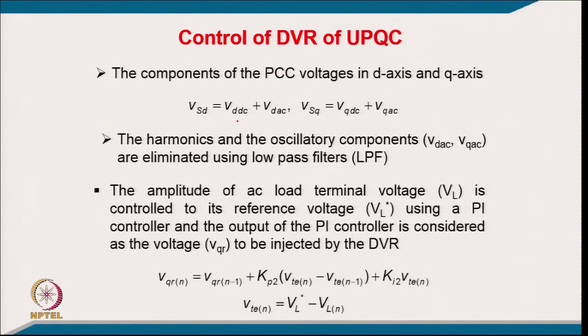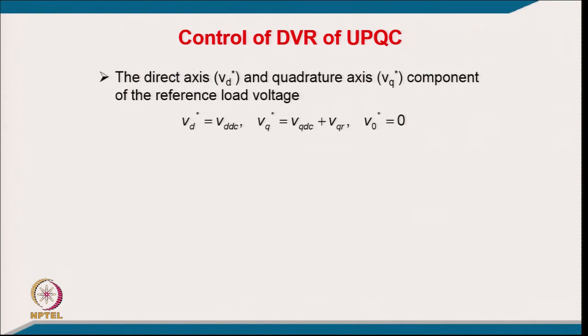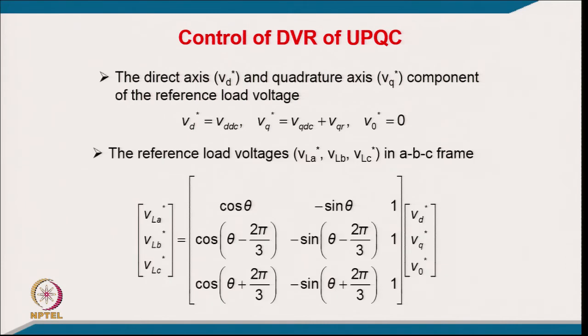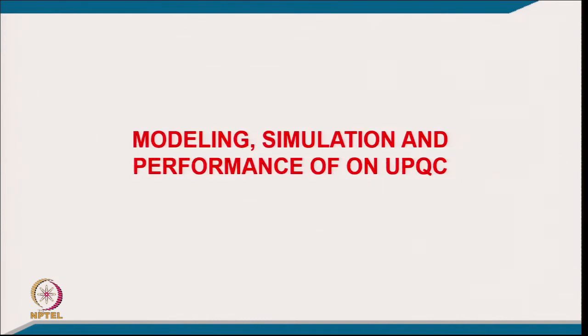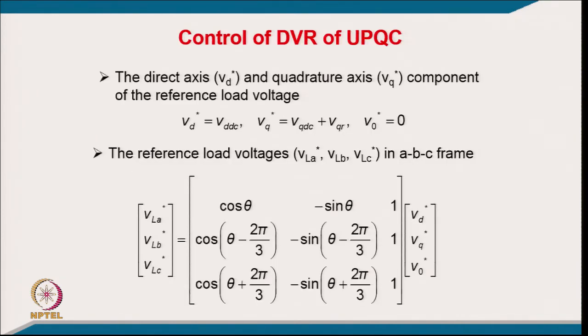The amplitude of the AC load voltage is controlled with the reference VL using a PI controller at the output, and we calculate the injected voltage corresponding to this voltage controller, where this is the error between the reference load voltage and the feedback estimated voltage. The direct axis component is the DC component, and the quadrature component corresponds to the PI controller as well as the supply voltage, and the 0 sequence is 0. Once we get Vdq, we apply the inverse transformation, where theta is calculated from the PLL. So, we get the load voltage, and with this sensed load voltage we put the PLL.